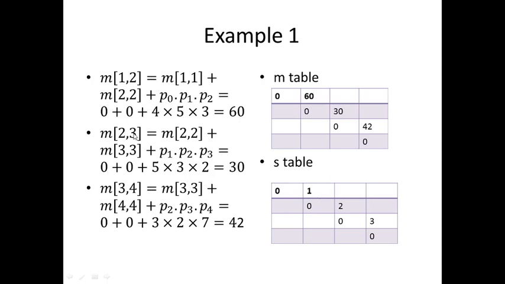Similarly for M23, 3 minus 2, only one possible value for k, that is 2. And you can write M22 plus M33 plus P1 dot P2 dot P3. These are 0 and you will get 30. What it actually implies is that this is directly multiplying the matrices A2 and A3. This is also directly multiplying the matrices A1 and A2. This is also directly multiplying the matrices A3 and A4. And the splitting is 3. That means 3 and 4, 2 and 3, 1 and 2.